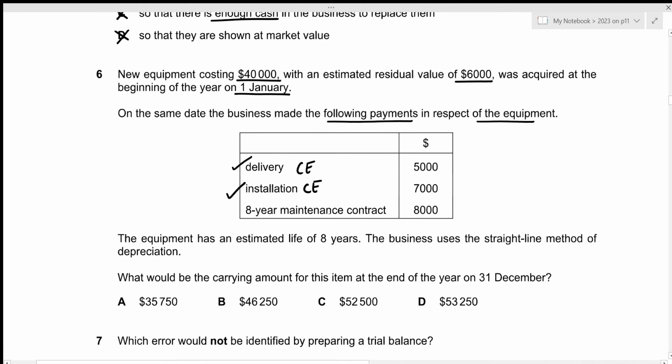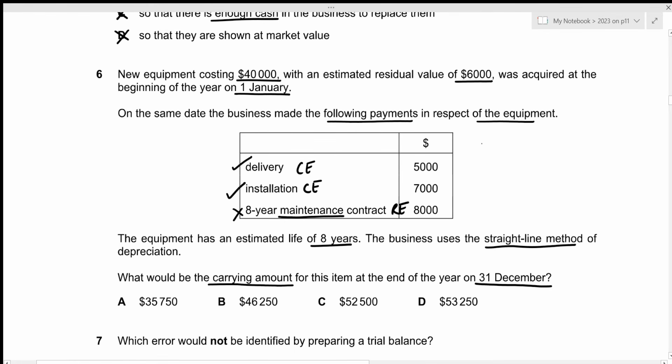And remember, maintenance is something that will have to be done time and again. So this is the revenue expenditure for 8 years. So this will not be included as part of our cost. Now, the equipment has an estimated life of 8 years. The business uses the straight line method of depreciation. What would be the carrying amount? So that's the net book value for this item at the end of the year on 31st December. Okay, so we just have to figure out the depreciation charge for the current year, subtract it from our cost and get the carrying amount.